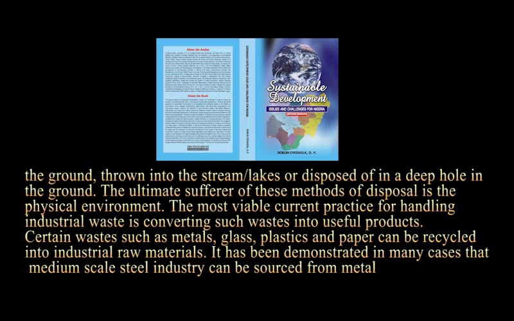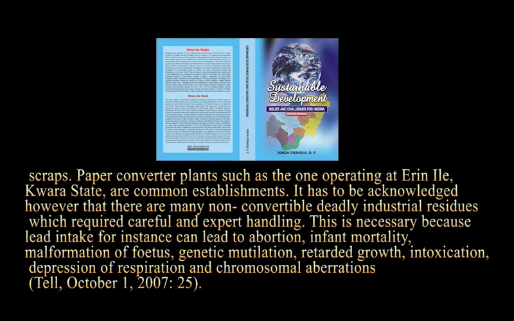The most viable current practice for handling industrial waste is converting such wastes into useful products. Certain wastes such as metals, glass, plastics and paper can be recycled into industrial raw materials. It has been demonstrated in many cases that medium-scale steel industry can be sourced from metal scraps. Paper converter plants such as the one operating at Ilorin, Kwara State, are common establishments. It has to be acknowledged, however, that there are many non-convertible deadly industrial residues which require careful and expert handling. This is necessary because lead intake, for instance, can lead to abortion, infant mortality, malformation of fetus, genetic mutilation, retarded growth, intoxication, depression of respiration and chromosomal aberrations.